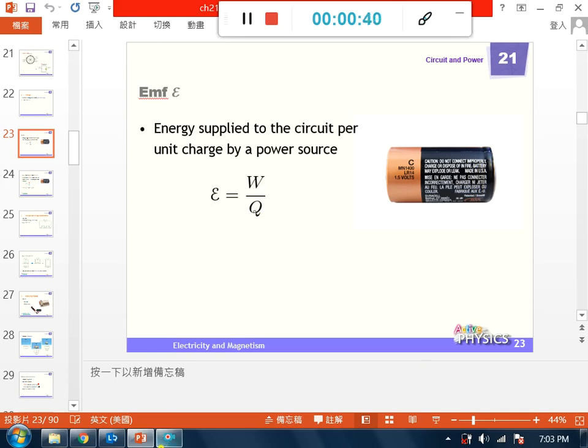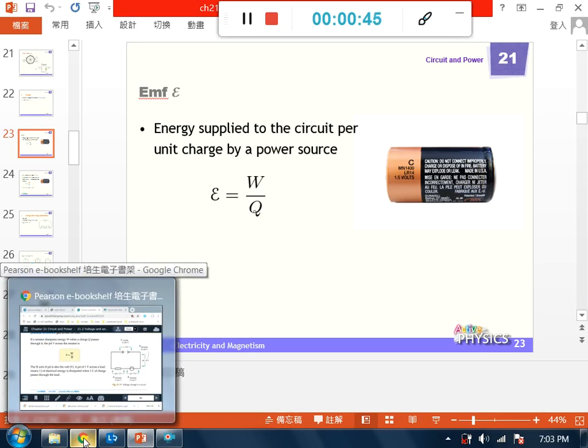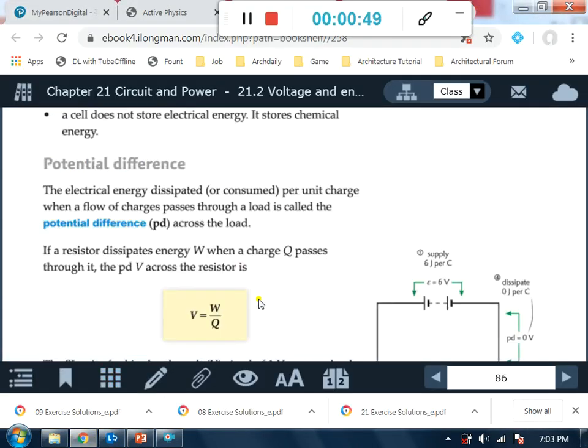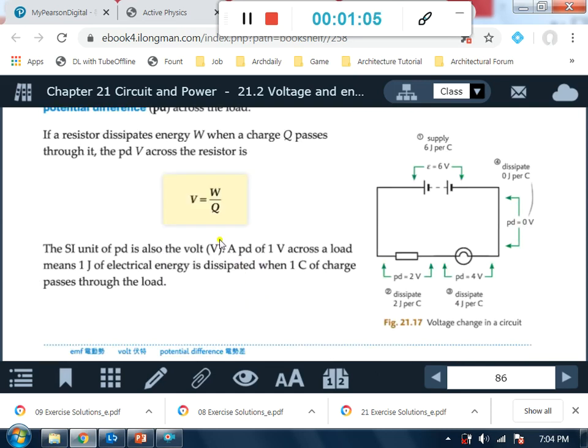On the other hand, we also know that the energy consumption should be this. You can look at your textbook, this one. We will say the potential difference, PD. What is it? This one will be the W. W means the energy dissipated, or consumed, per unit charge.